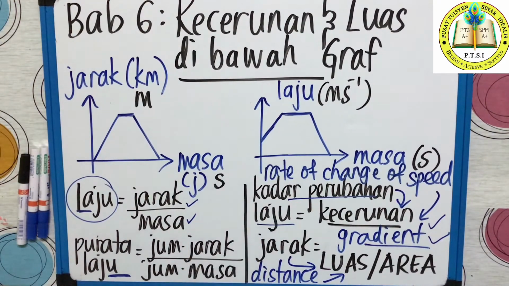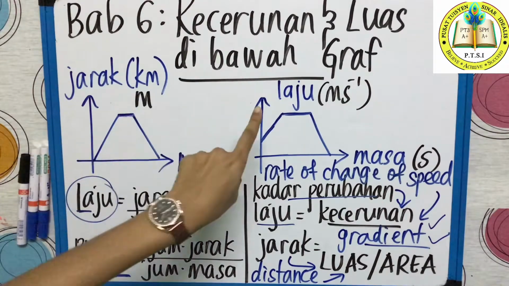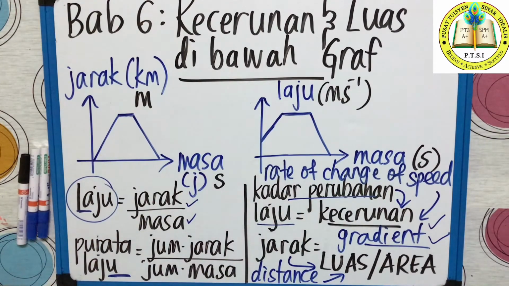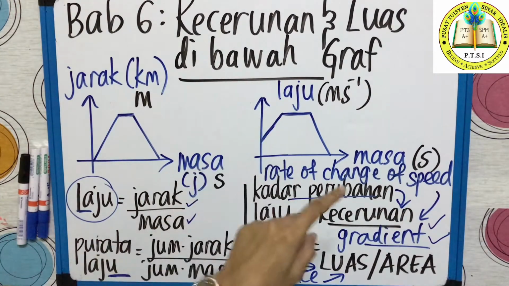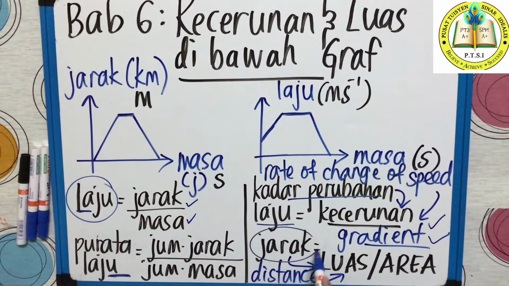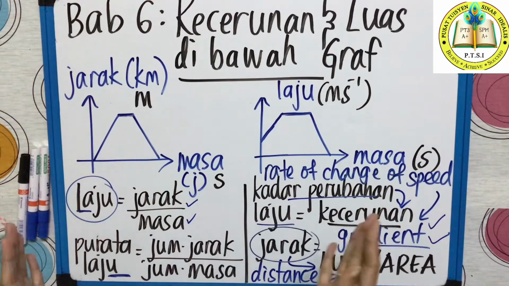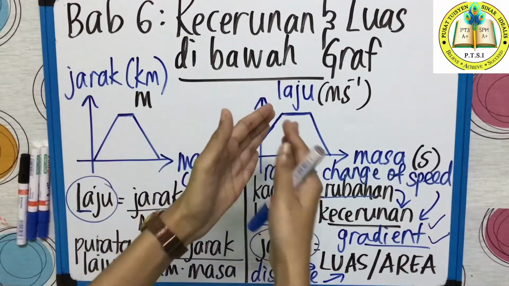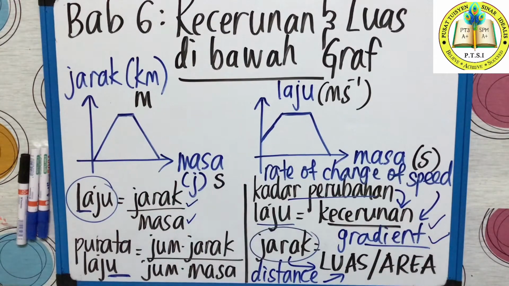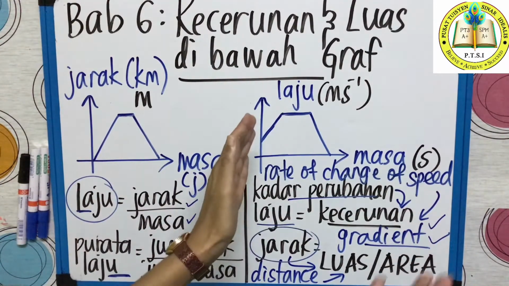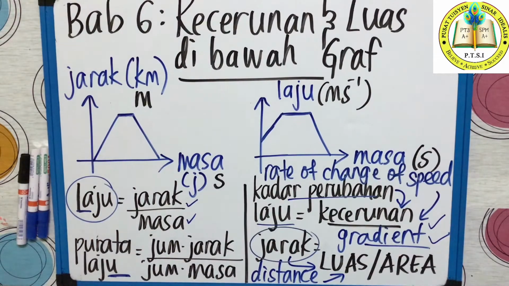Okay, lagi satu soalan yang selalu keluar untuk graf laju masa ialah jarak. Because this graph is laju masa graph, speed time graph. So in this speed time graph, mereka akan tanya jarak. They will ask you to find distance. Nampak tak beza kelas? Ini graf jarak masa. Ini graf laju masa. Only these two type of graph comes out in exam. So kalau graf laju masa, they will ask you jarak, distance. If they ask you jarak, very easy. You must do area, luas.